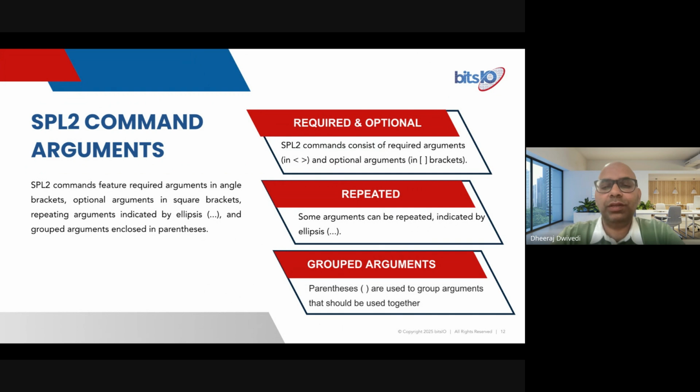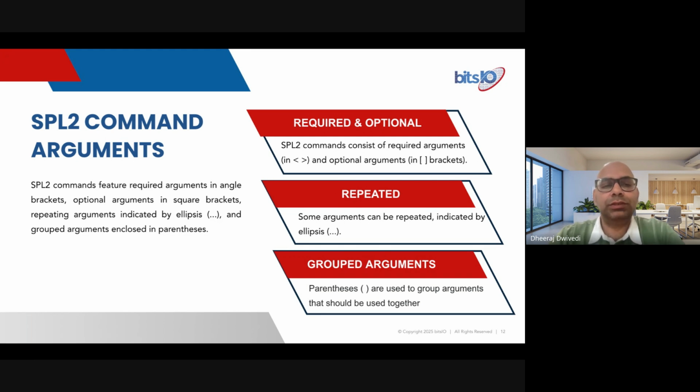The required argument, which is enclosed in angle brackets. This is the mandatory component of the command. So for example, whatever the command is going to be, it's going to be within the angle brackets as the required argument. Then there is the optional argument, which is enclosed in square brackets. These are arguments which are optional. They are not mandatory, but we can choose to include them based on our needs.